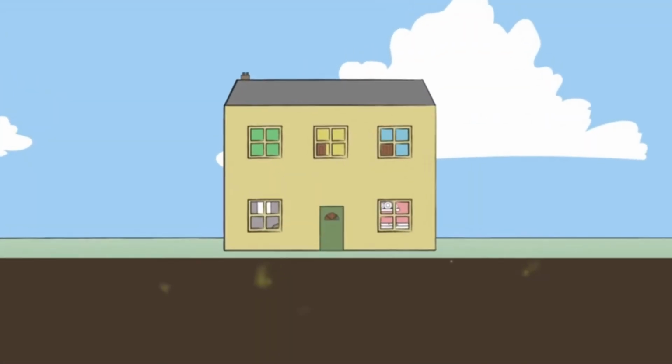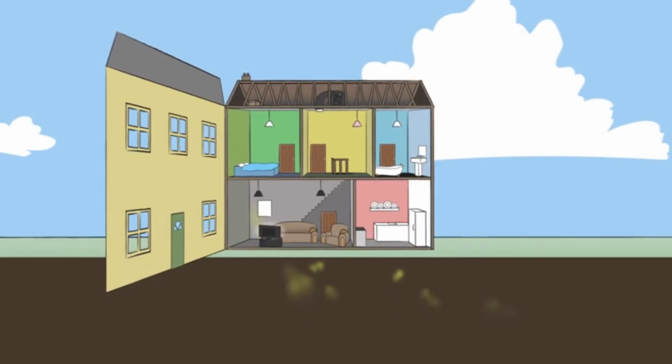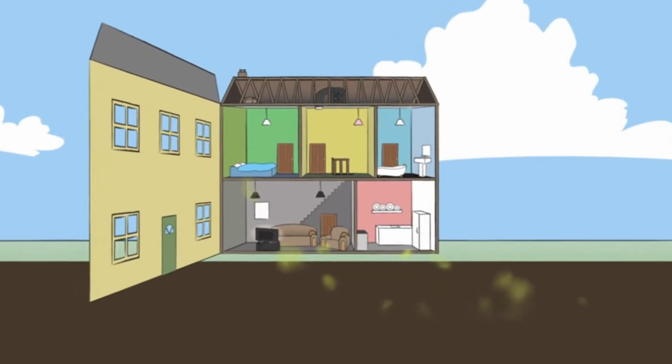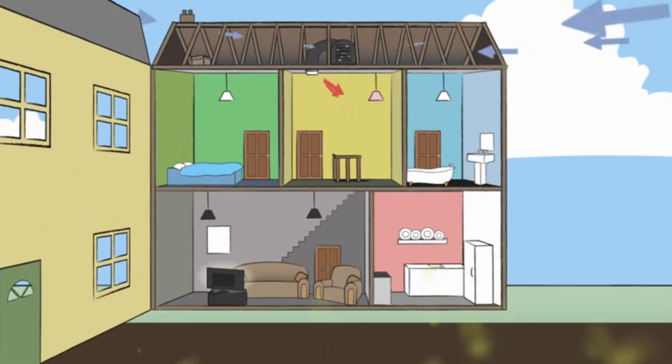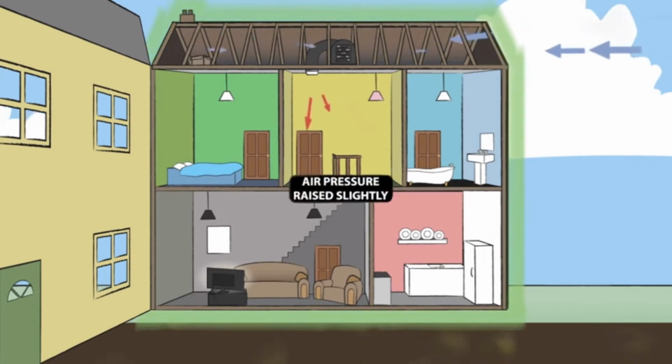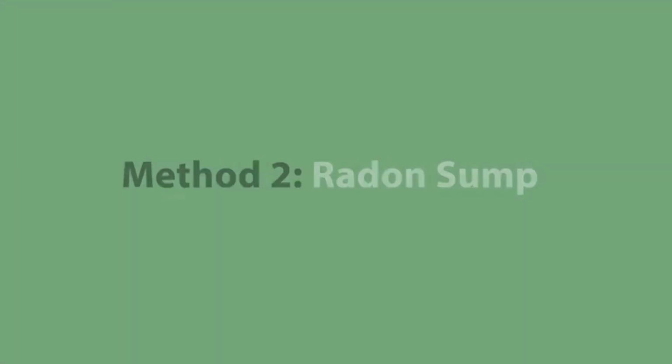Positive pressurization involves the installation of a special fan, either in the loft or on the internal side of an external wall. This draws clean air in from outside and disperses it through the building. The air pressure in the house is raised slightly, which stops radon gas from the soil being sucked in.